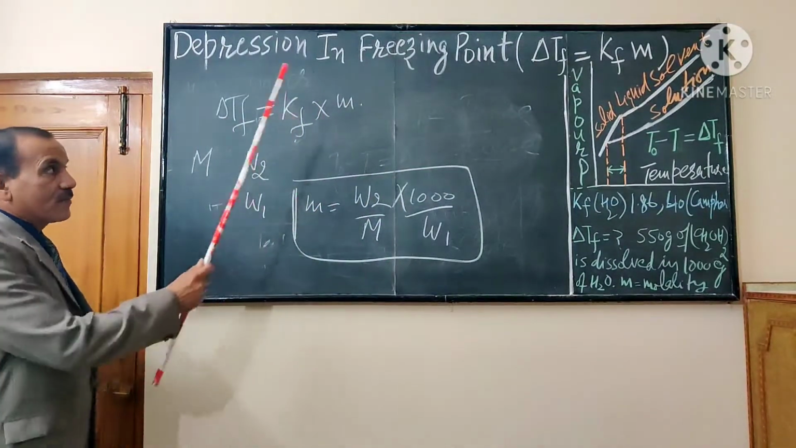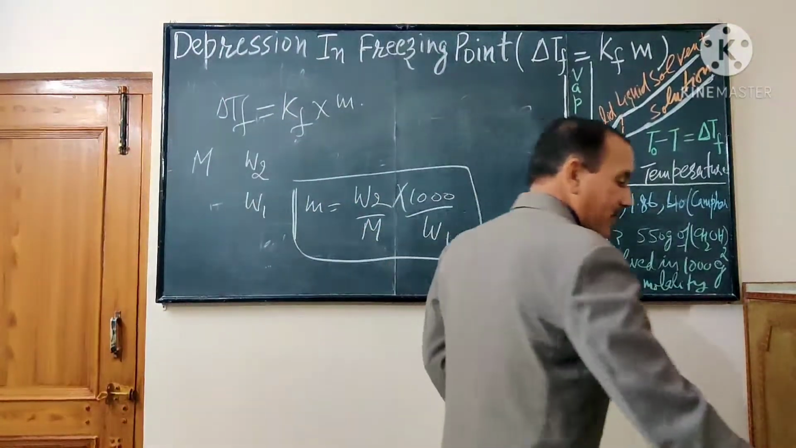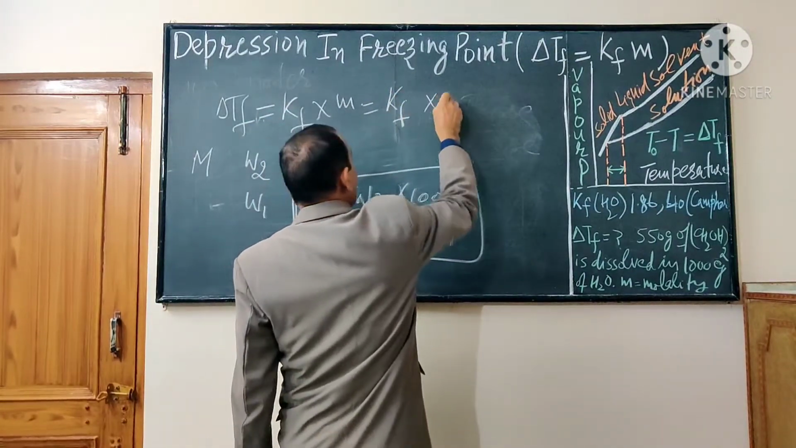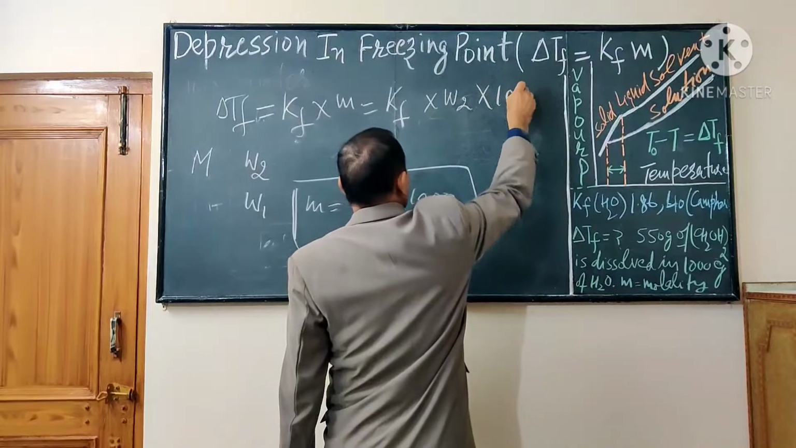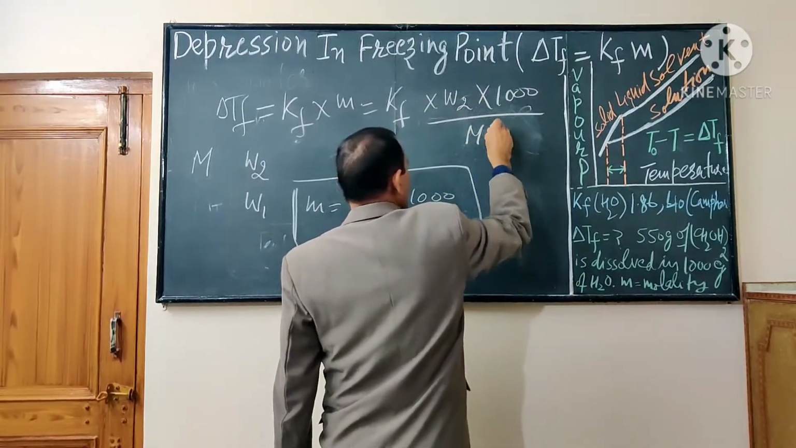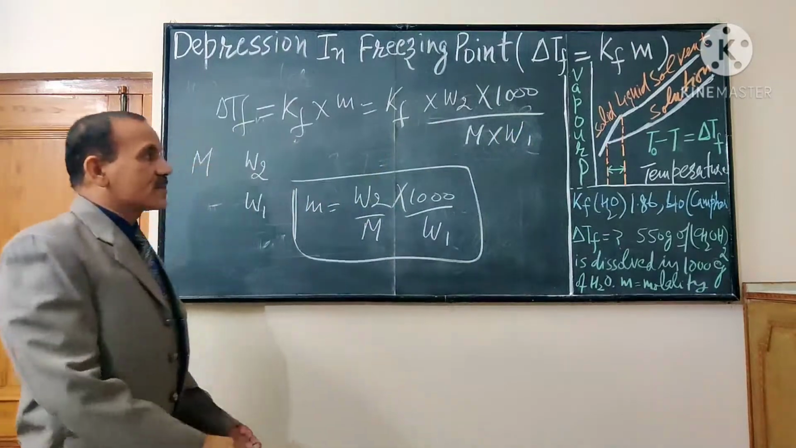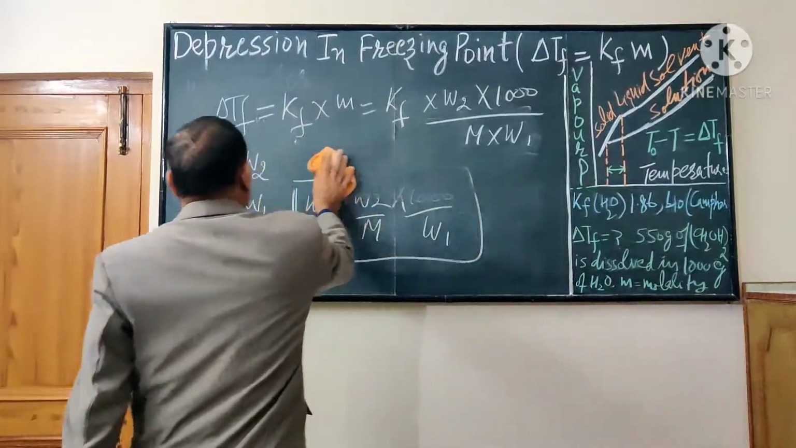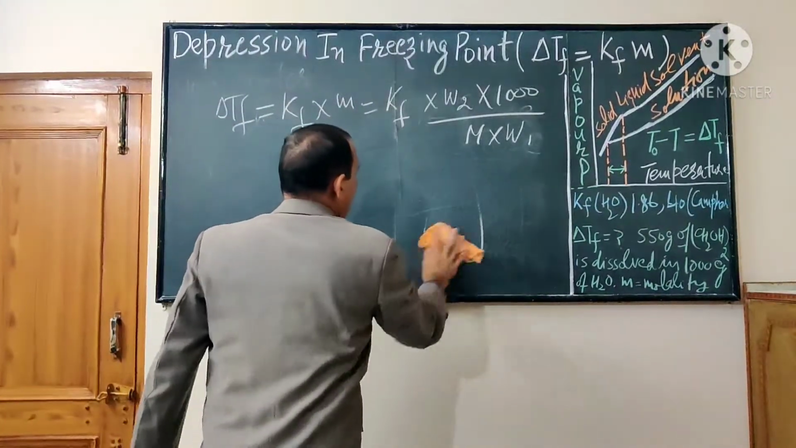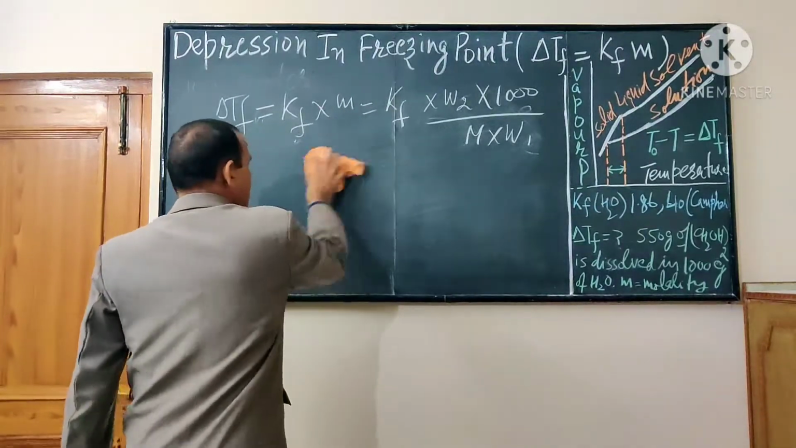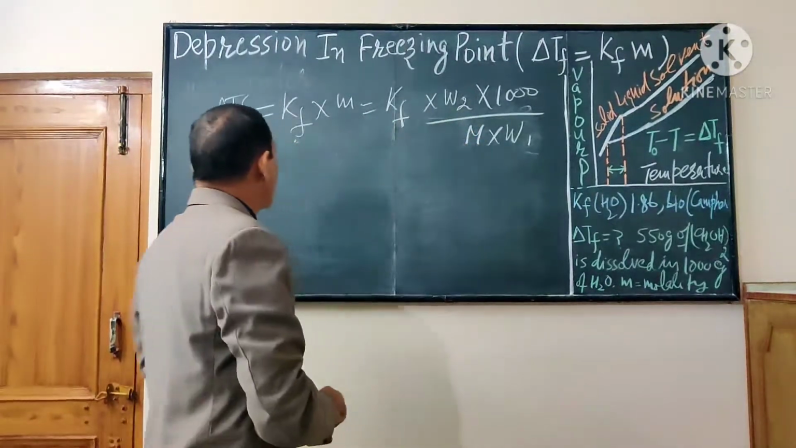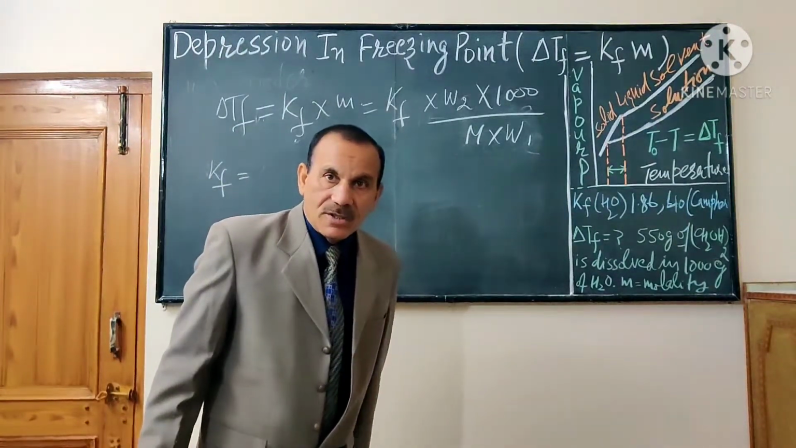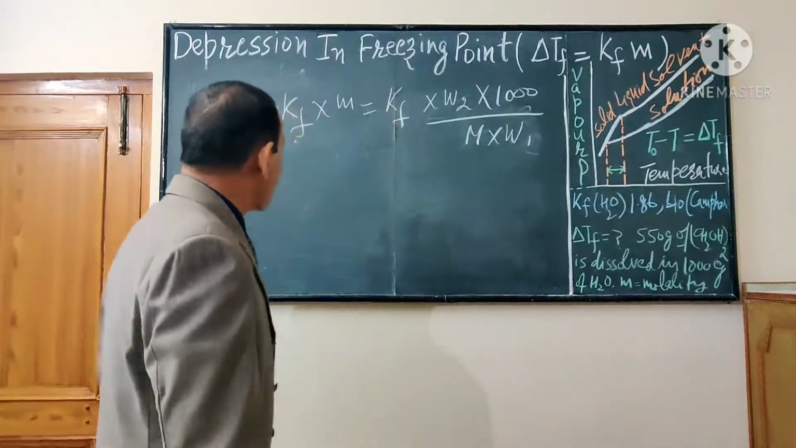Now put this value of m in this formula, then ΔTf is equal to Kf into W2 into 1000 over M into W1. This formula is very useful. With the help of this formula, we can calculate the molecular mass of any unknown compound. So before discussing a numerical, let's define Kf, known as the molal depression constant or cryoscopic constant.